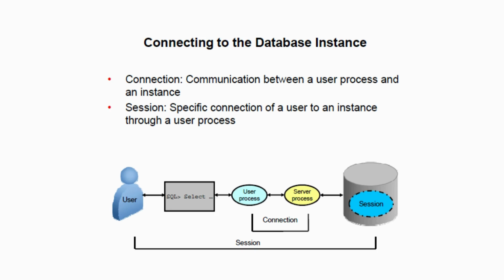A connection is a communication pathway between a user process and an Oracle database instance. A communication pathway is established using available inter-process communication mechanisms on a computer that runs both the user process and Oracle database, or network software when different computers run the database application and Oracle database and communicate through a network.